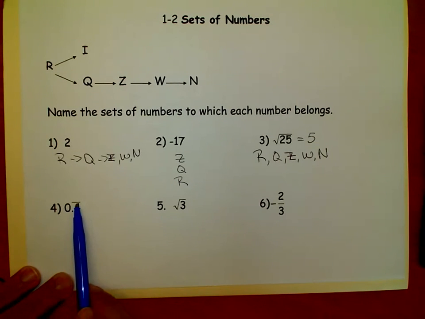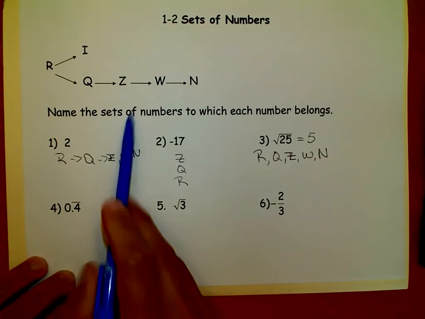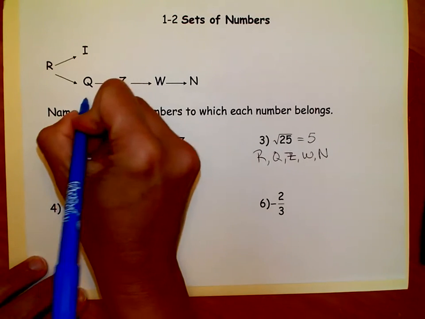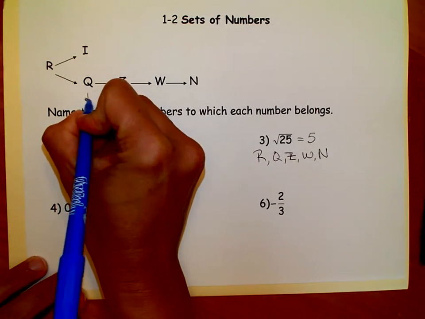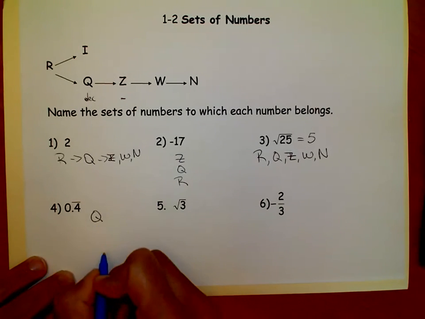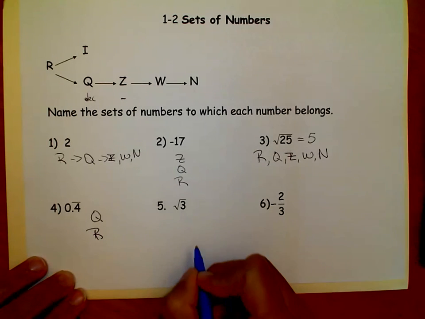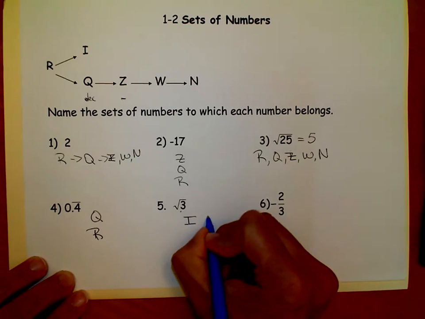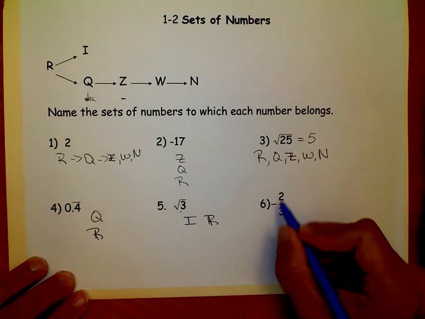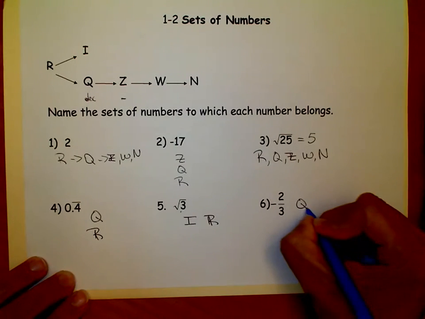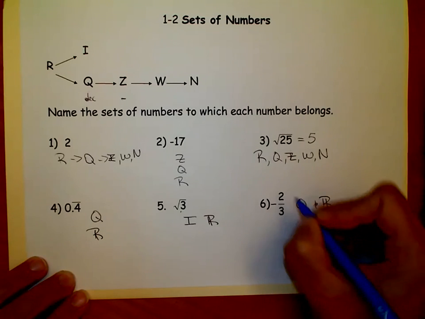Now this is a decimal. It's a repeating decimal. So it can't be any of these guys because it's a decimal. Decimals start here. Negatives start here. So since it's a decimal and it repeats, we know it's rational and it's also real. Square root of 3, we just did that in the calculator a minute ago, so we know that that's irrational, but it's also real. And then negative 2/3, because it's a fraction, it can't be an integer, a whole number, or a natural number. So it's just a rational number and a real number.